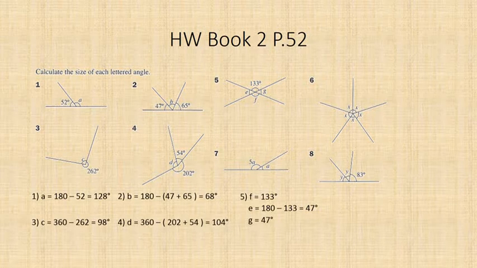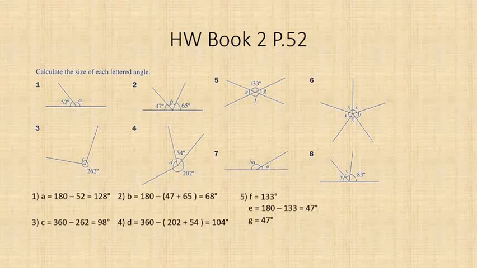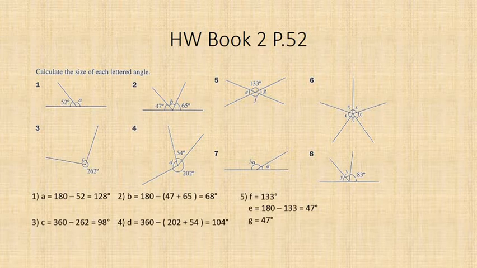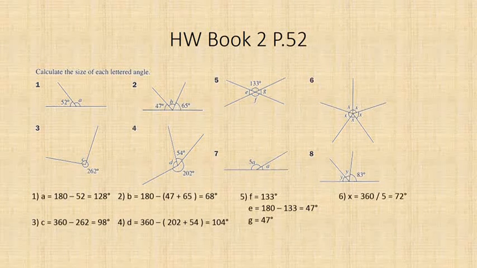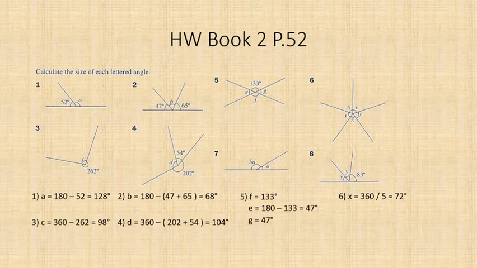Question 6 here, I have 1, 2, 3, 4, 5 x's, and the sum of 5 x's here equals 360 degrees. So if you have, for example, 360 pounds and you want to divide it by 5 pupils, what are you going to do? You are just dividing, as you said, because they are equal. So 360 divided by 5 equals 72 degrees.